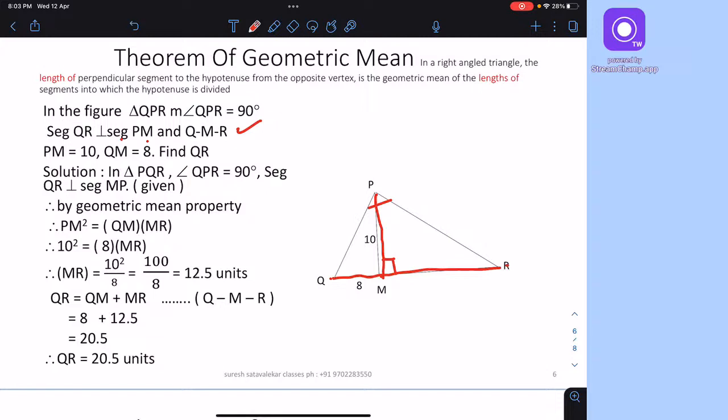PM is given as 10. This is given as 10. Then QM is given as 8. QM is given as 8. You have to find QR. This is to be found out.